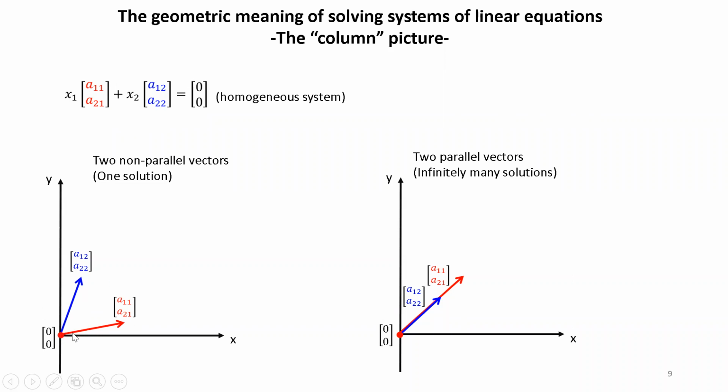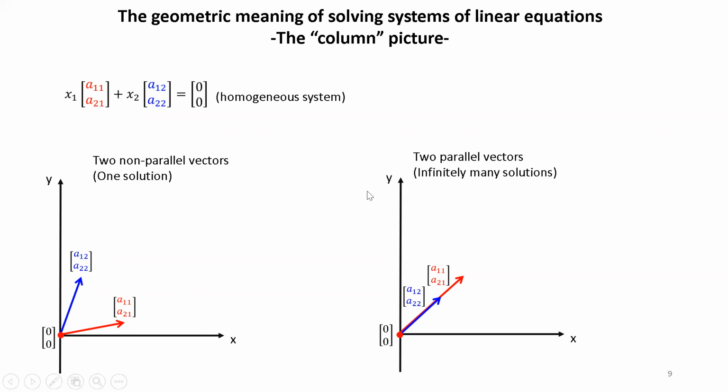So in this case, you could see that the only possible way that you can do it is that you set the scale of this blue to be 0, and then also set the scale or the length of this red to be 0, right? So then that's the 0, 0 solution, and that's the only possibility.